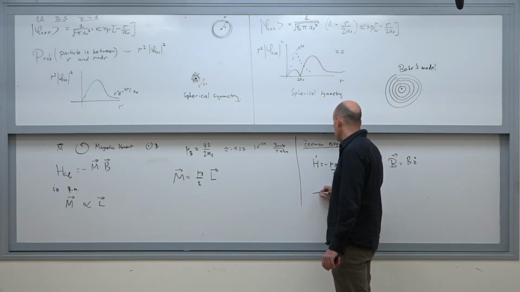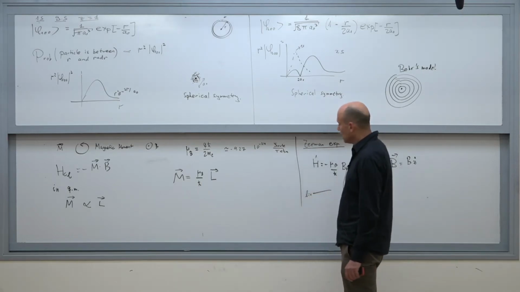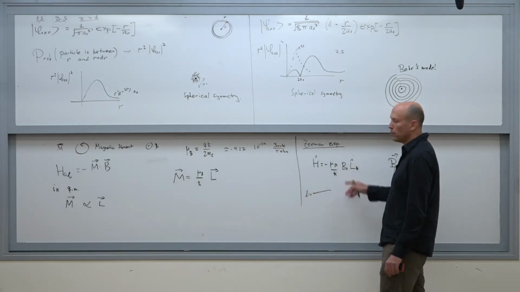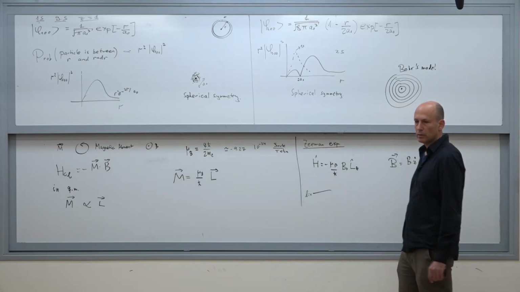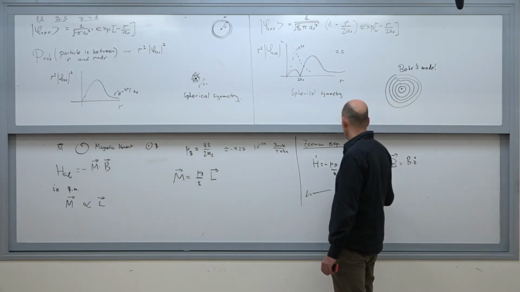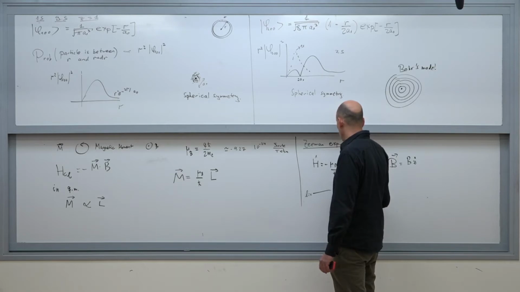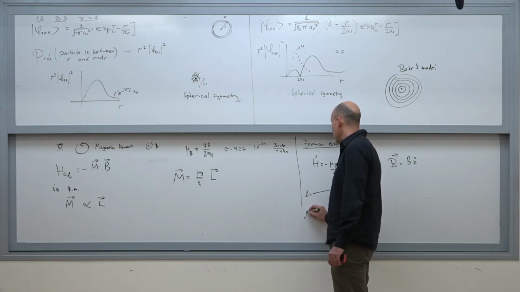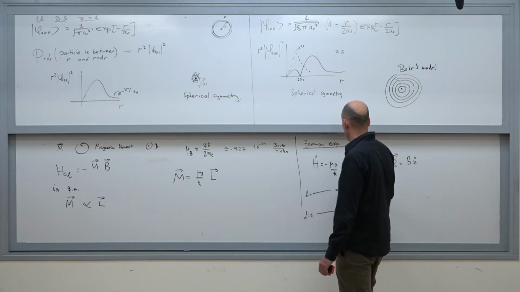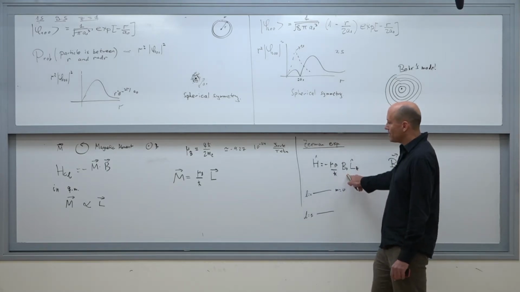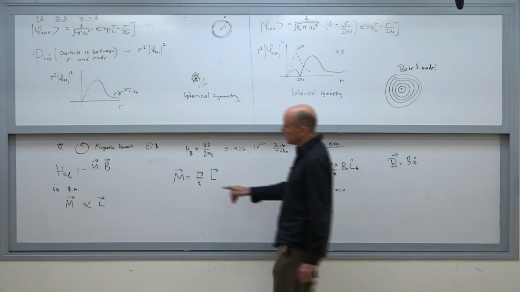Let's say you have a system where L equals 0. What does it mean when you apply the magnetic field? What will happen? Nothing, because M is equal to 0. But let us say L is equal to 1. Why is this the Hamiltonian? I told you, this is the classical Hamiltonian.